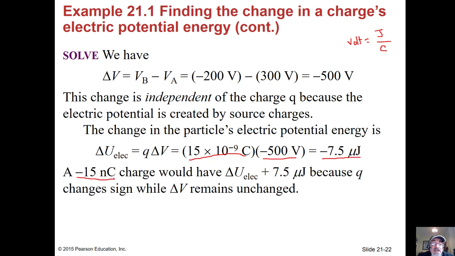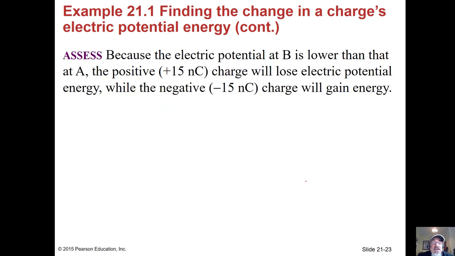Here, on the other hand, this negative 15 does not want to go through this scenario. So you have to supply energy here. You have to think about the negative sign with voltage. Because the electrical potential at B is lower than at A, the positive charge will lose electrical potential energy while the negative charge will gain electrical potential energy. Okay, very good.